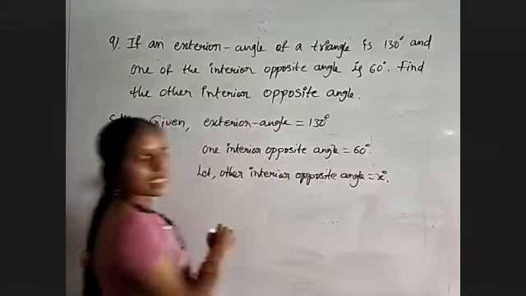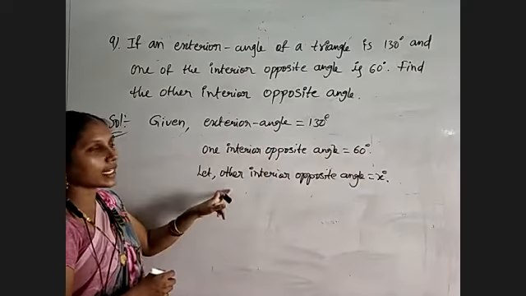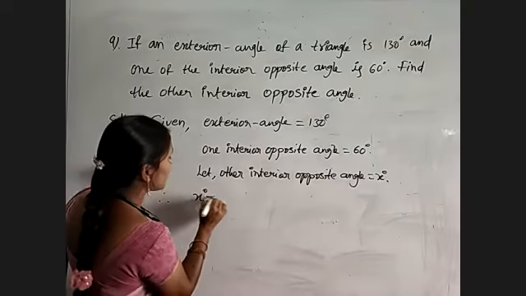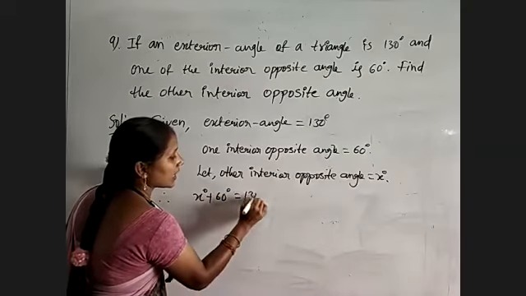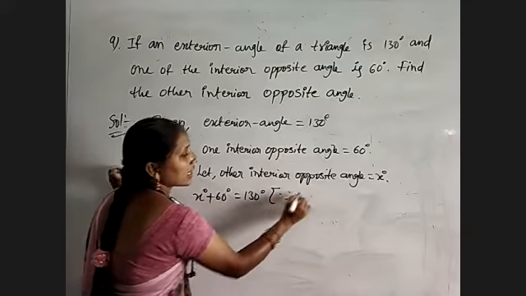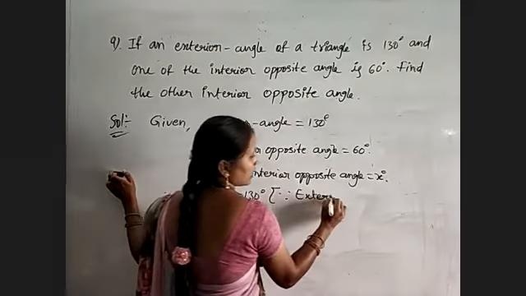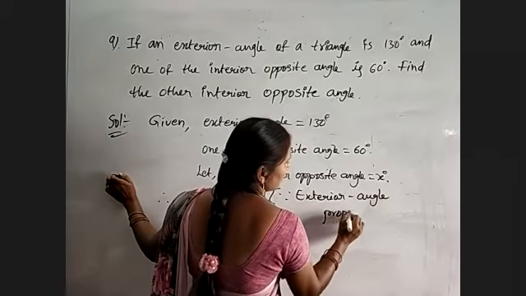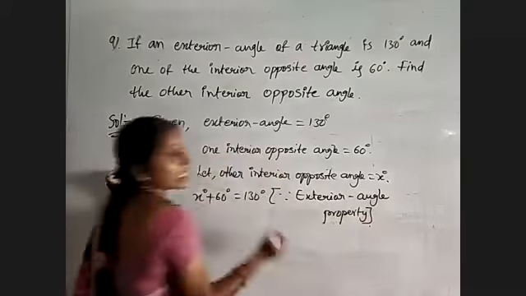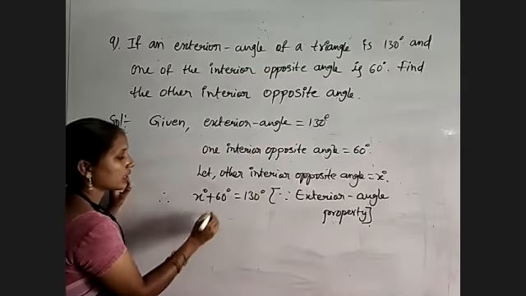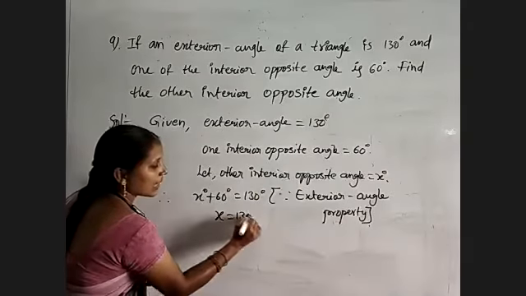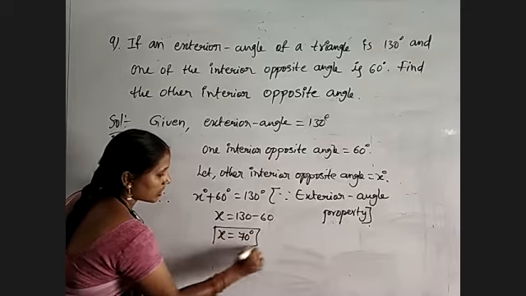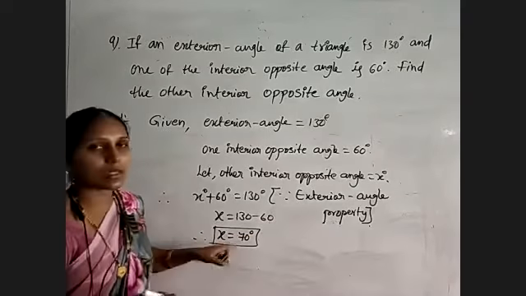So according to the exterior angle property, the sum of two opposite interior angles is equal to 130 degrees. That means x plus 60 degrees is equal to 130 degrees, by the exterior angle property of a triangle. Observe, in each and every question we are using the exterior angle property. So x will be equal to 130 minus 60, that is nothing but 70 degrees. That's all. The other interior opposite angle is equal to 70 degrees.